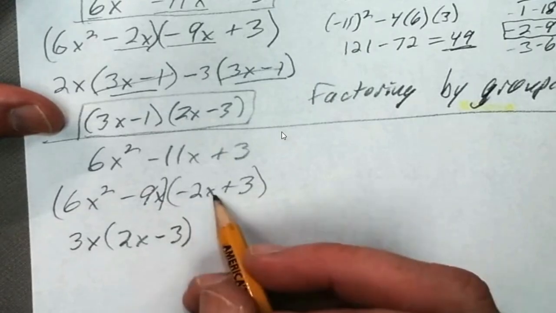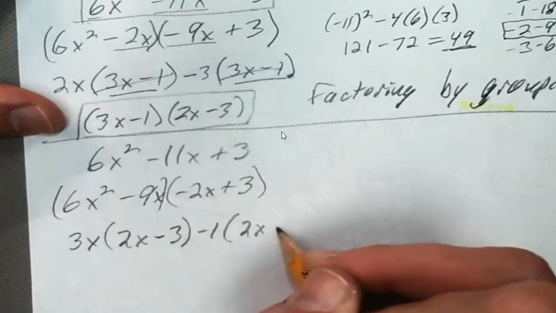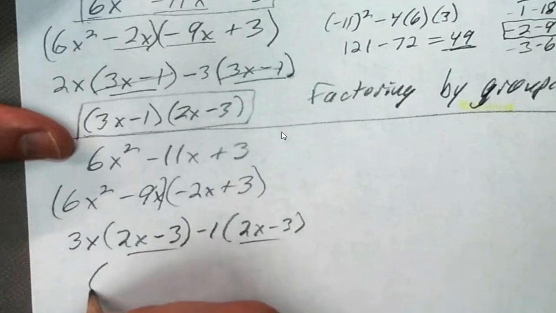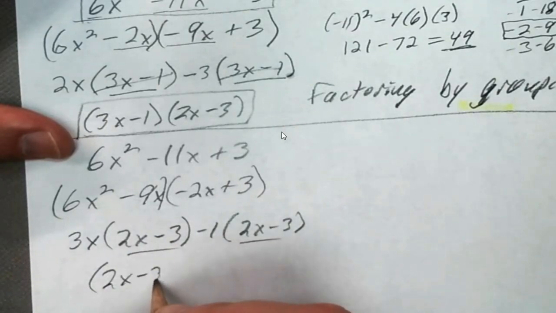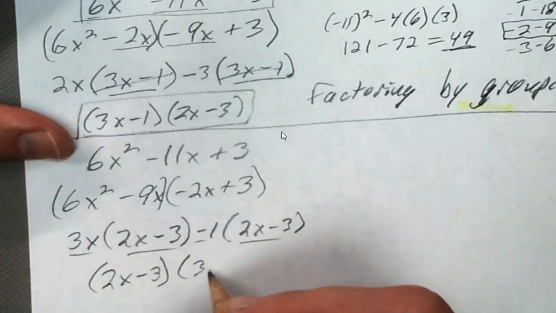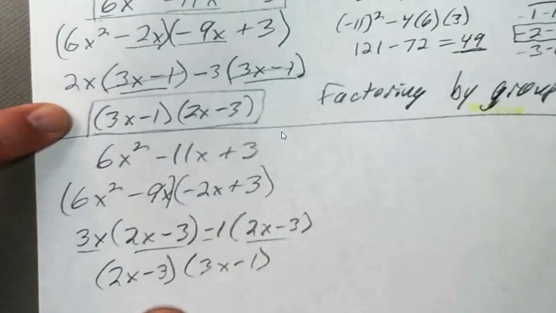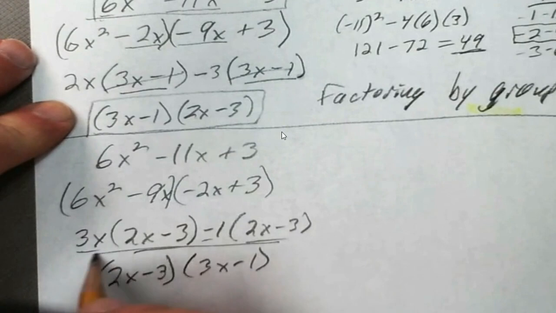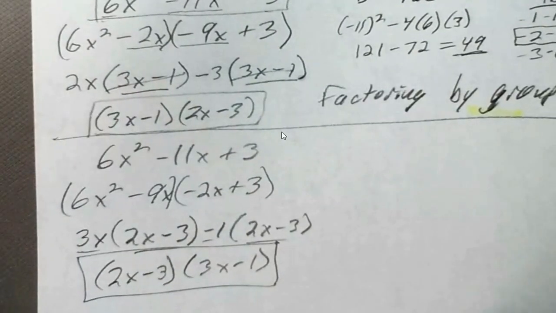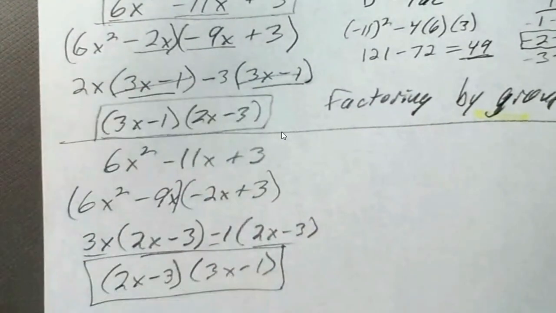We have a negative 2x plus 3. If I recognize, oh, that's the same thing, I just need to factor a negative 1 out. And I've got that 2x minus 3. So now I factor out these. And what's left? 3x minus 1. Look, I got the same answer. They're just, the other one's listed first this time. That's no big deal. If they're being multiplied together, it doesn't matter if I multiply 2 times 3 or 3 times 2. It's the same answer, right?